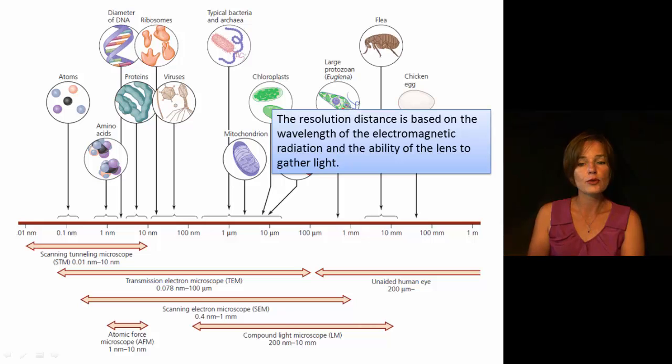So ultimately, the resolution distance is based on the wavelength of the electromagnetic radiation and the ability of the lens to gather the light. So those two characteristics will determine ultimately what we can resolve, which determines how tiny the objects are that we're actually able to view.